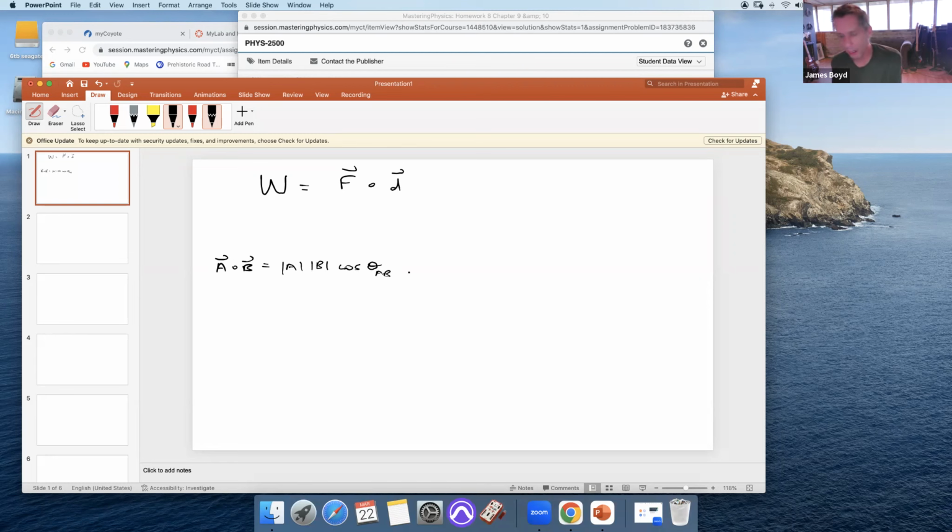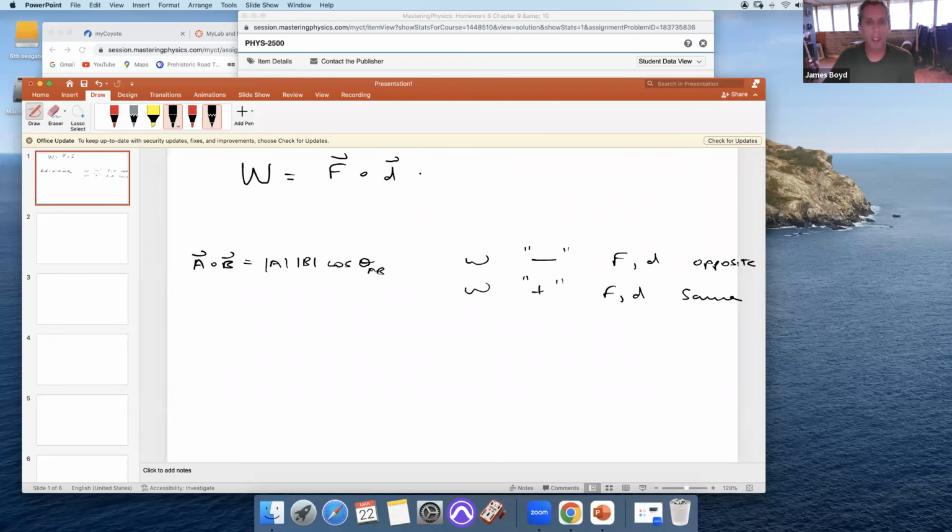We'll talk more about that in a later problem, but for now, what that means is that the work is negative if F and D are opposite, or the work is positive if F and D are in the same direction. And if F and D are at some angle, then the work is F times D times the cosine, the component along the angle between them. We'll talk about that a little bit later, as I said.